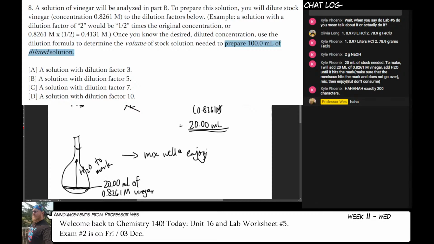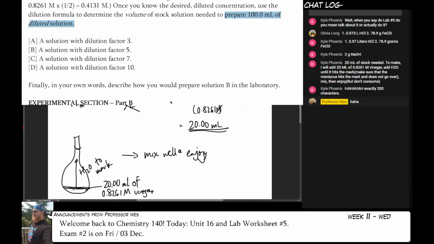All right, so that's how you do part A of the lab. Any questions, let me know. You're going to do that again for 7 and 10, but in particular, the 5 one is the most important, and the reason for that is because later on in the experiment, we come back to solution B, which is the dilution factor 5.